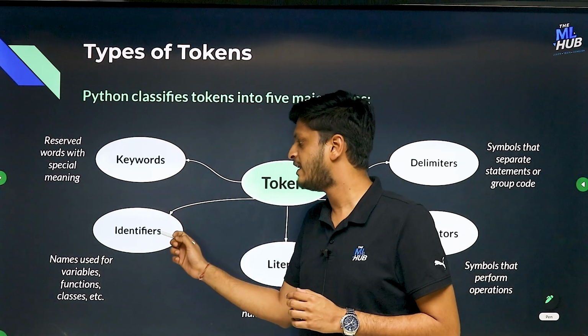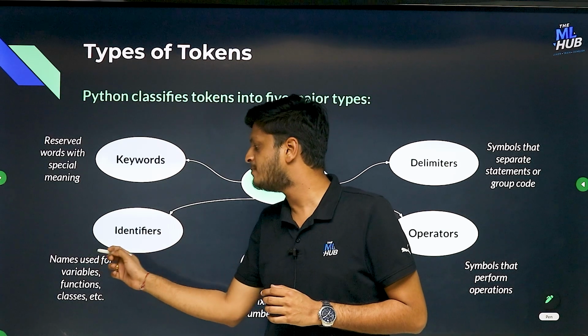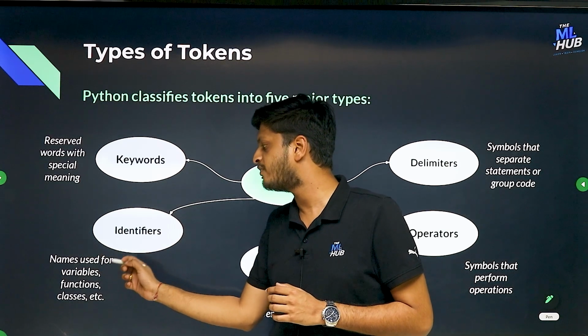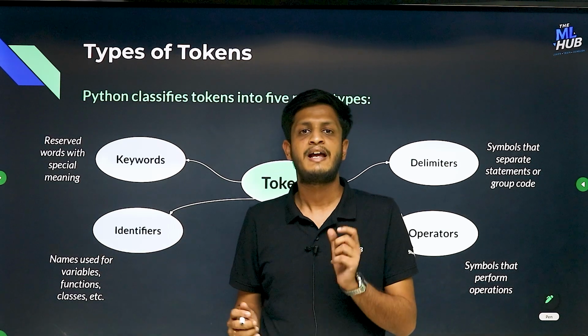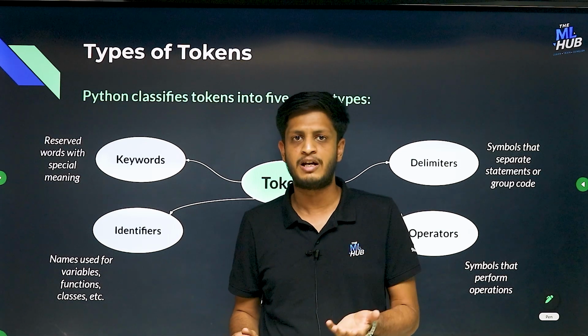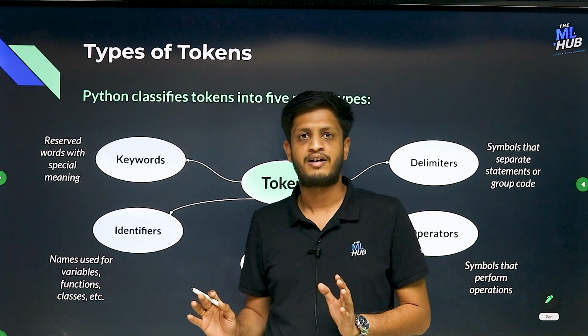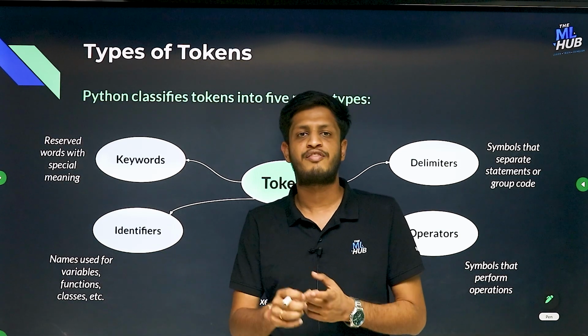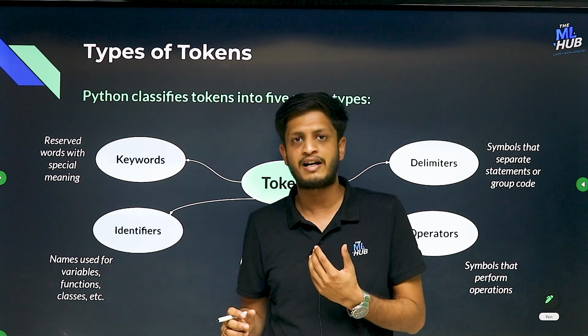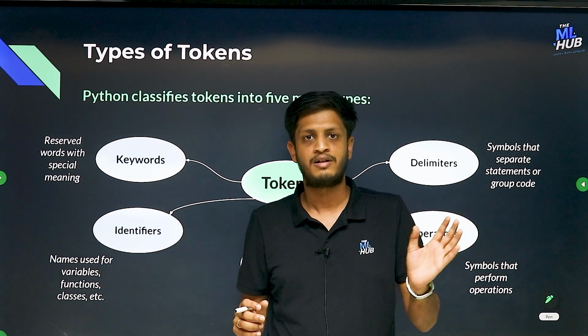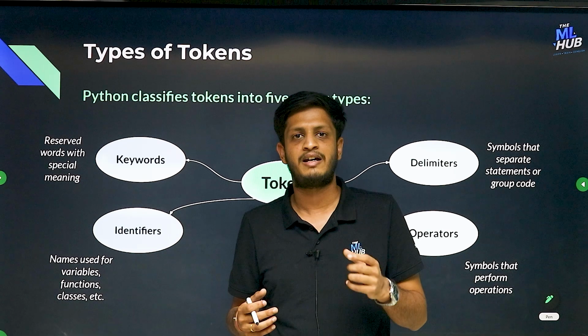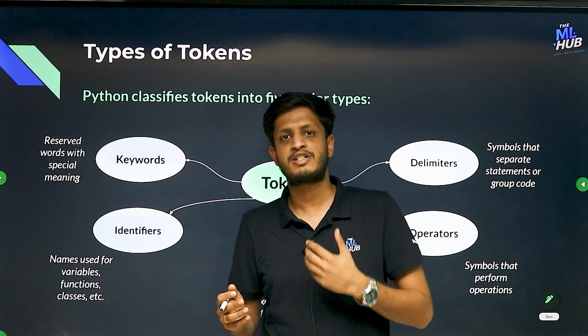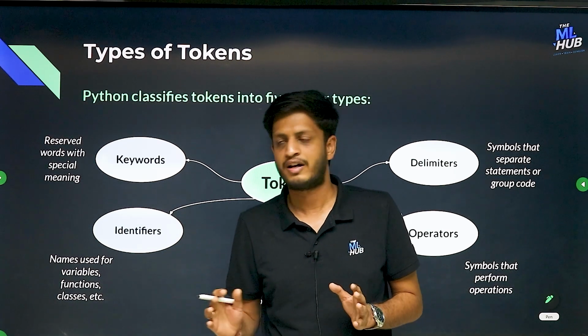Next is identifiers. Identifiers are the names that are used for variables, functions, classes, etc. Any type of name that we are giving in a program is an identifier. So if we are giving a name to a variable or a function or a class, any type of name that we are writing that the compiler did not know before. So let us say I create a variable called A, ABC, anything. Any name which I am giving is an identifier.